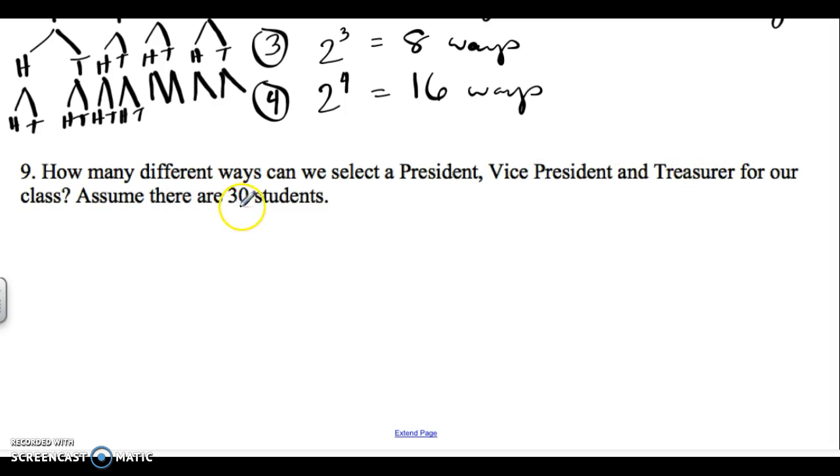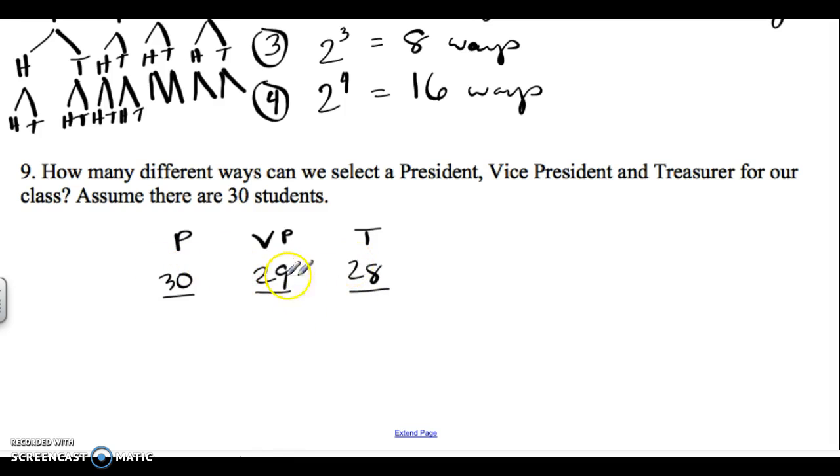Assume there are 30 students. So if we have president, vice president, and treasurer, we pick a person to be president. And if we have 30 students, there are 30 possible people who can be president. But once one person is taken out and put as president, that means vice president only has 29 options. And then once one of those gets taken out, a treasurer only has 28 possibilities.